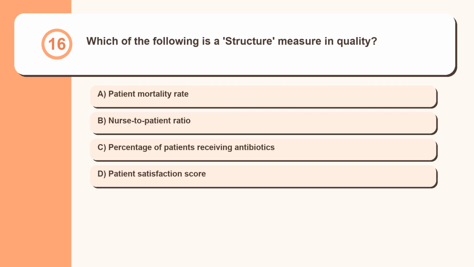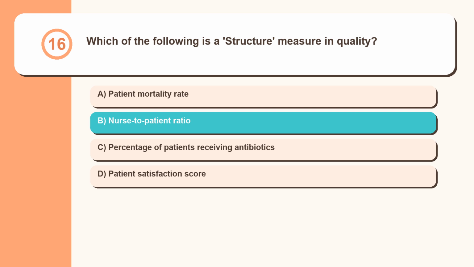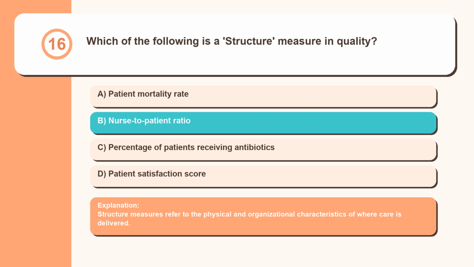Question 16. Which of the following is a structure measure in quality? Patient mortality rate, nurse-to-patient ratio, percentage of patients receiving antibiotics, patient satisfaction score. Structure measures refer to the physical and organizational characteristics of where care is delivered.